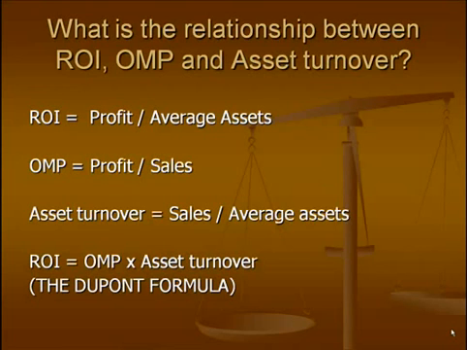This is called the DuPont formula. So when you read the book and they talk about the DuPont formula, it's in front of you. ROI equals OMP times asset turnover. Why is it called the DuPont formula? Guess what? It was derived in the DuPont company in the early 1920s.